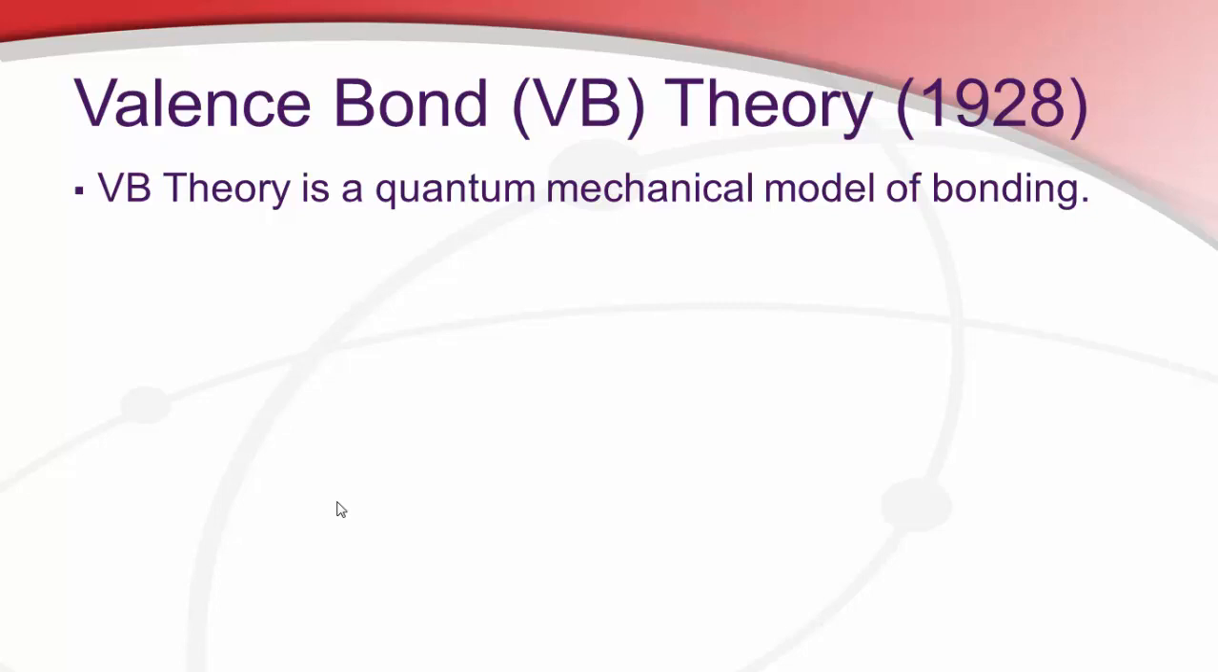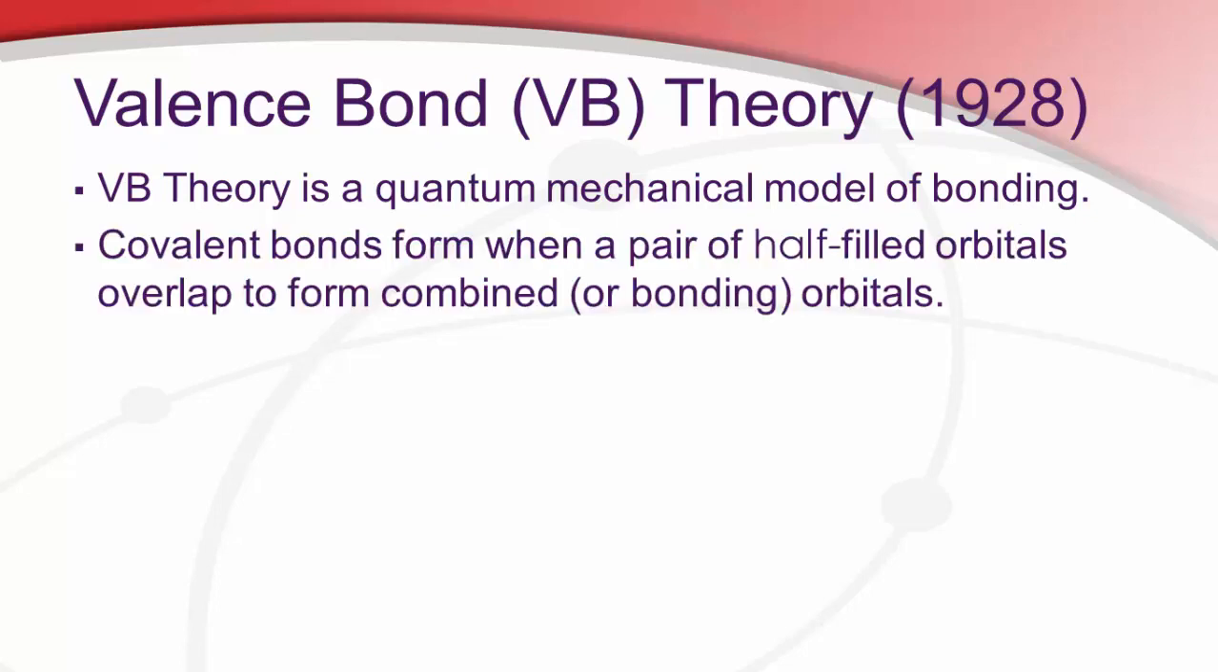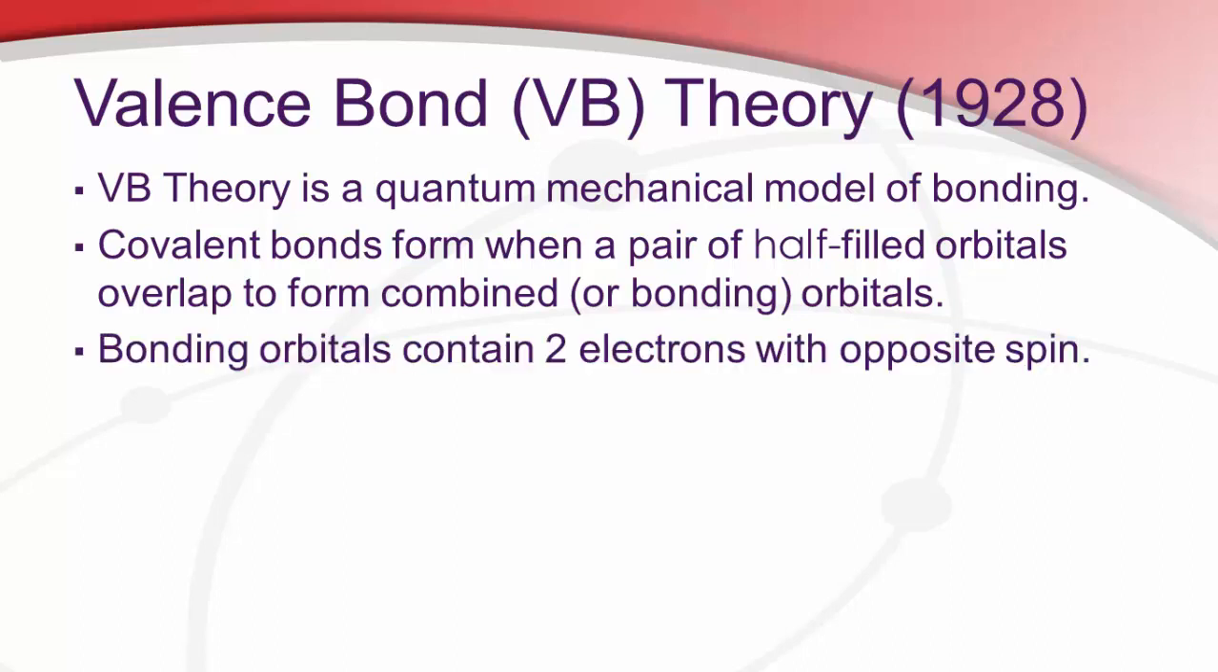And it's, rather than looking at simple electrons and stable octets, actually a quantum mechanical model of bonding that incorporates Schrodinger's equations. The idea is that covalent bonds will form when a pair of half-filled orbitals overlap, and they form a kind of combined orbital consistent with Schrodinger's equations. Now, these bonding orbitals will contain two electrons with opposite spin, of course.